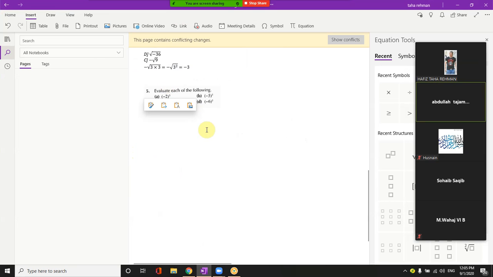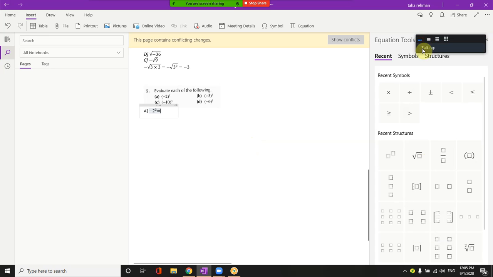This is the question now, evaluate each of the following. First of all, we have a value that is minus 2 whole cube. So we can write it like this, minus 2 to the power whole cube. What does it mean? It means minus 2 should be multiplied 3 times with each other. So we can write it like this: minus 2 multiply by minus 2 multiply by minus 2.